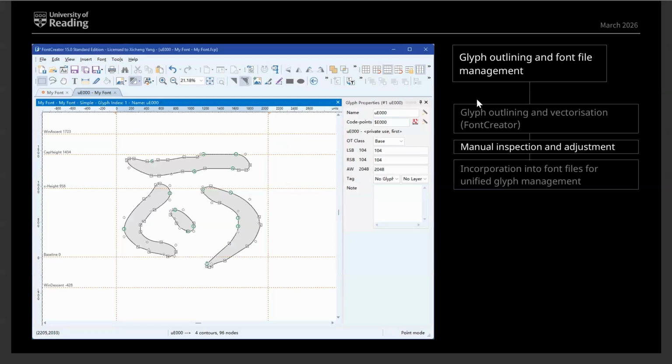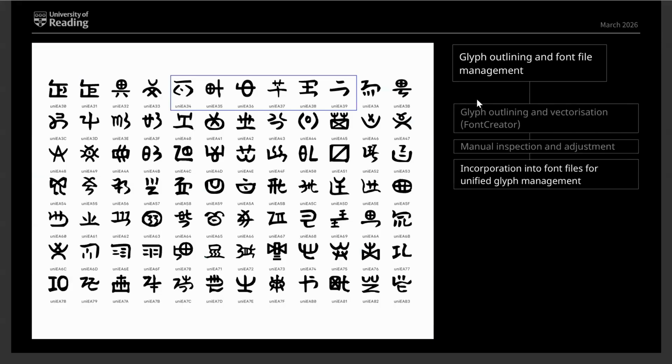At this point, the scanned characters are no longer just images. They become vector glyphs that can be handled more systematically. Then we put the glyphs into a font file and give them temporary code points. Those temporary code points are not only internal labels for this research. They help us to manage, sort, and trace the glyphs consistently.